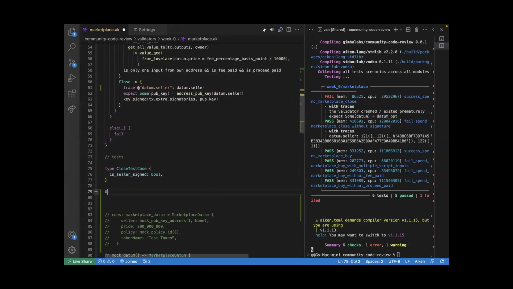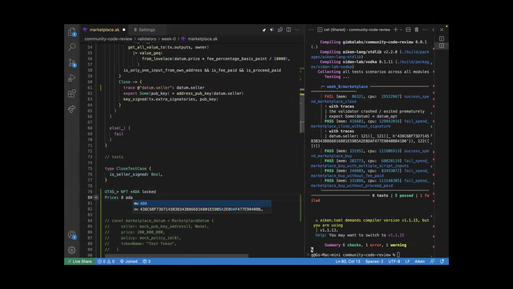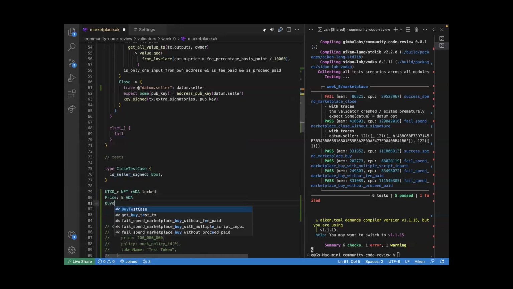Say there is a UTXO locked in the marketplace. This UTXO has an NFT and it has some minimum ADA value, or whatever ADA value, locked in that UTXO. The price listed is, say, 8 ADA. Now, if there is a seller, if there's a buyer, they need to buy it at a price that is 8 ADA plus this NFT cost. So the price is 8 ADA, right?